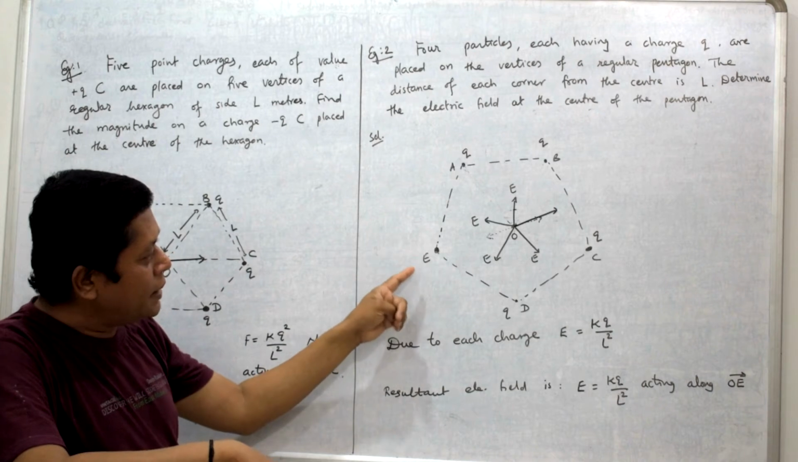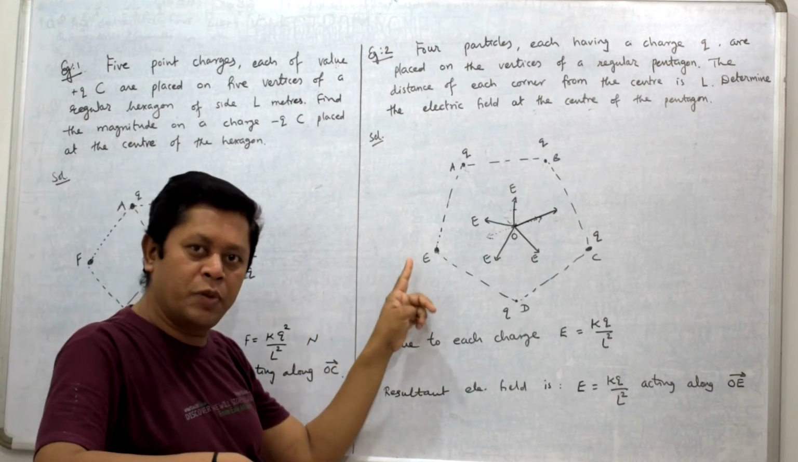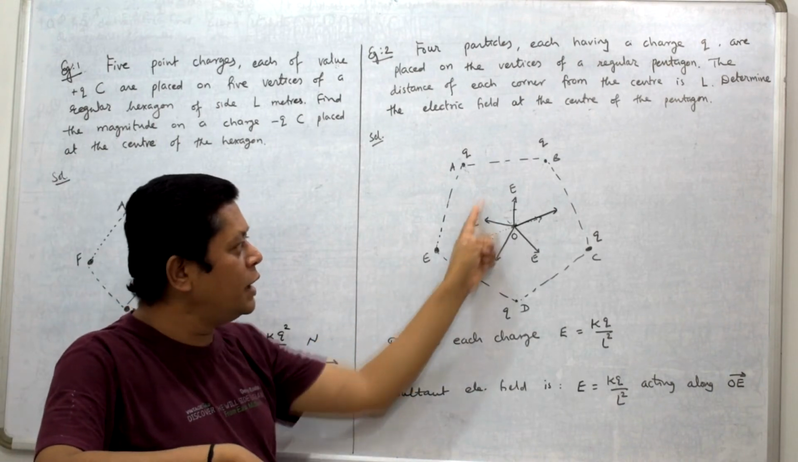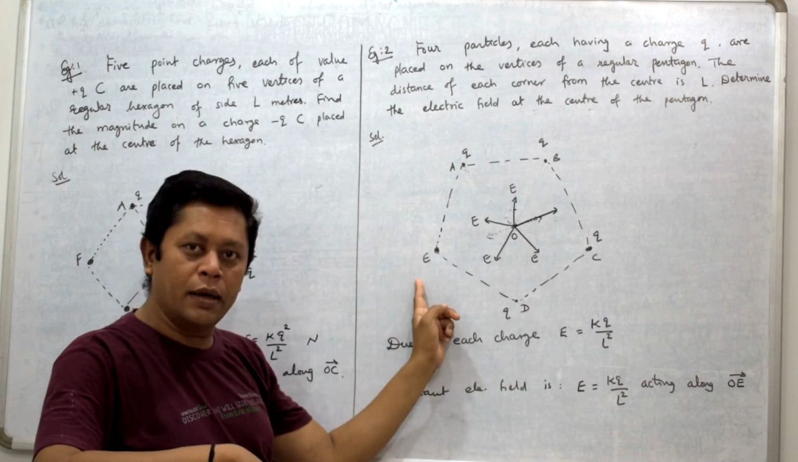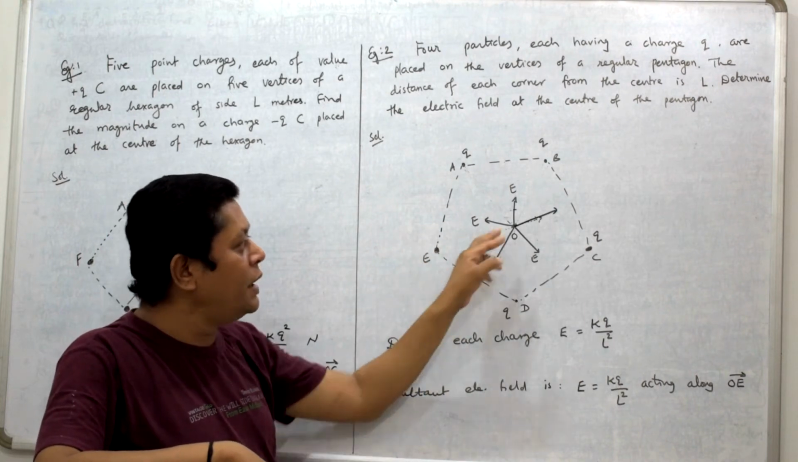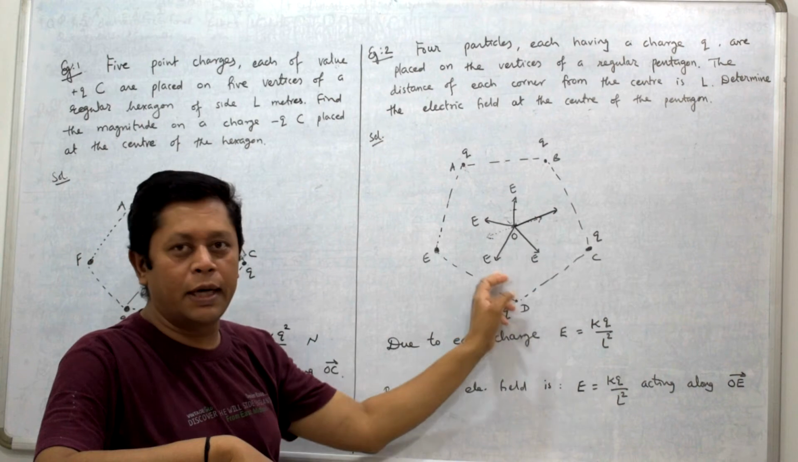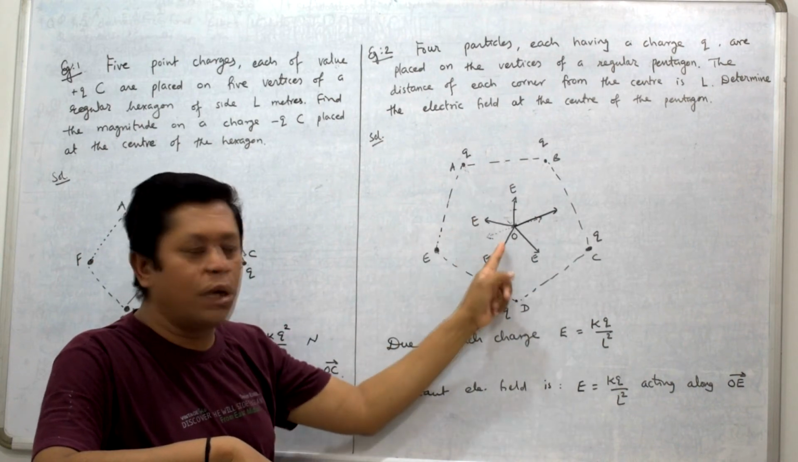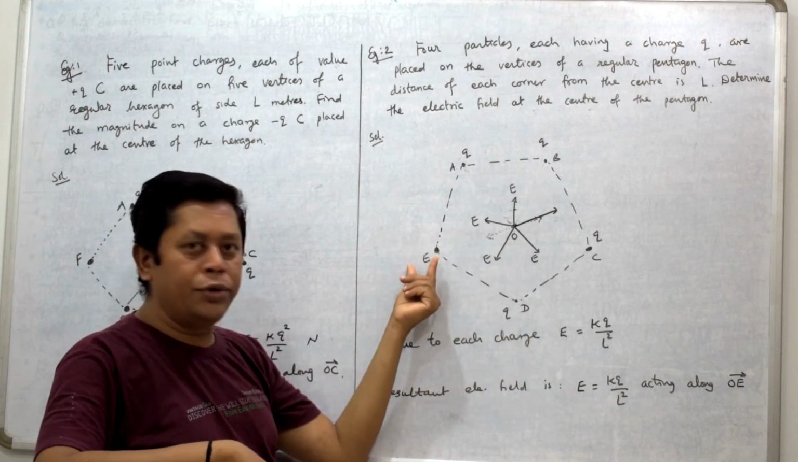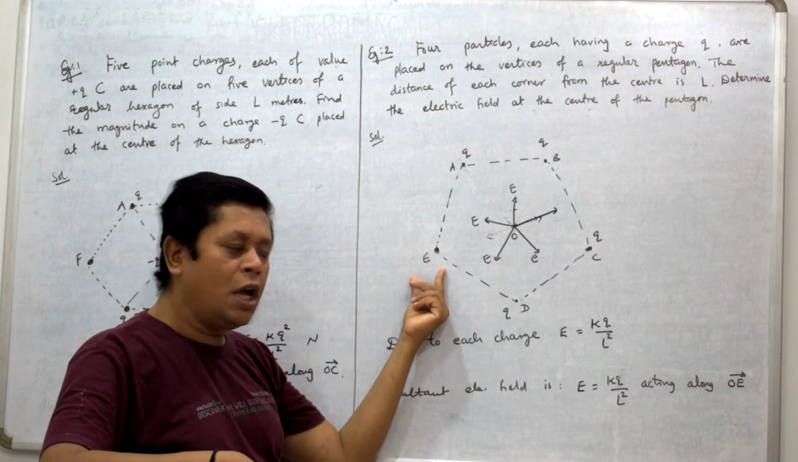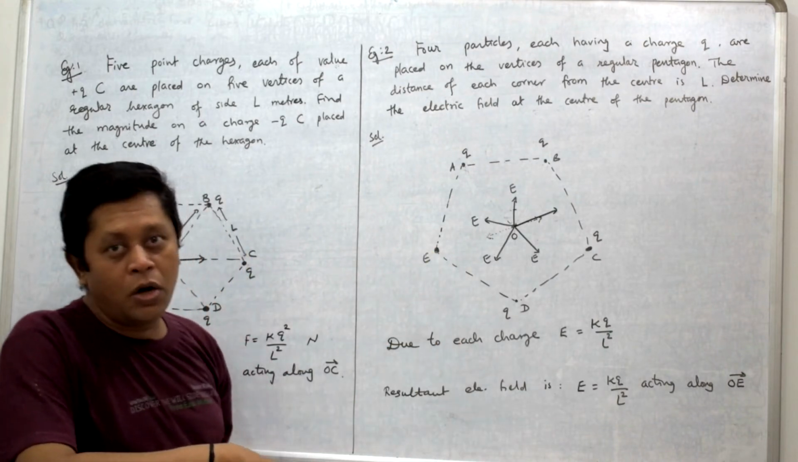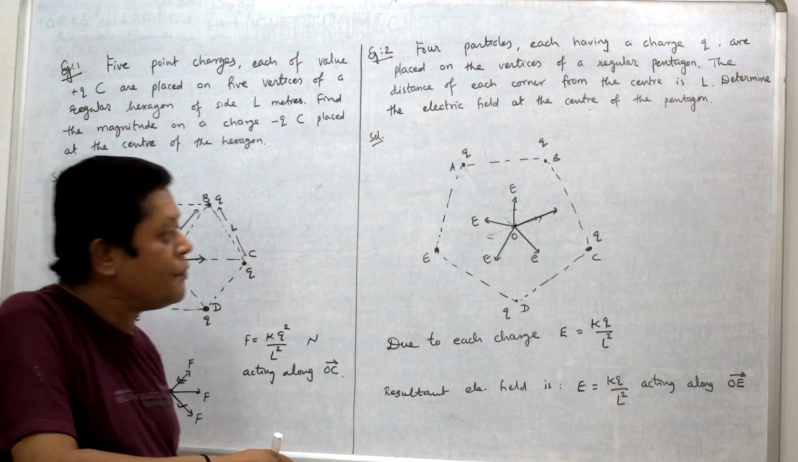So we can say that if charge q is placed at this point and the resultant field is 0, it means that if charge q is not here, then the resultant of the remaining 4 electric field vectors should be equal to the magnitude of the electric field due to the charge placed at point E, and its direction is opposite.